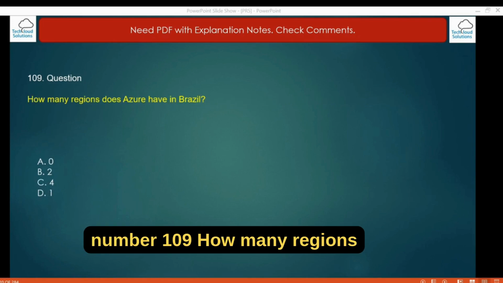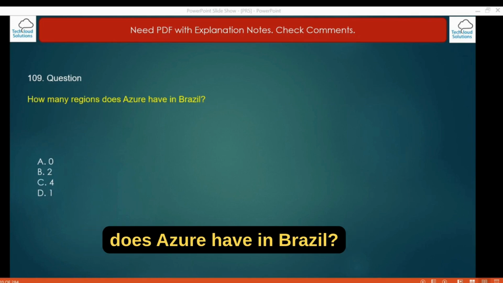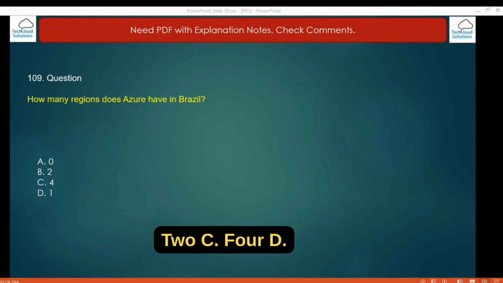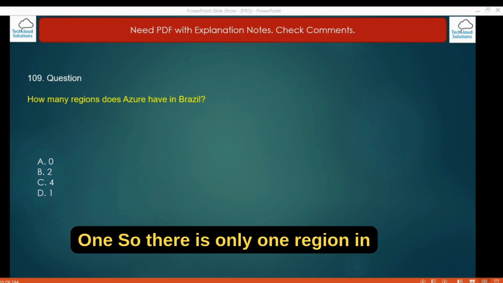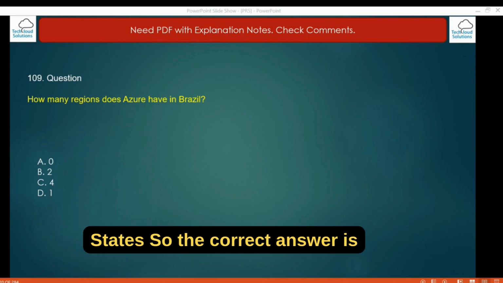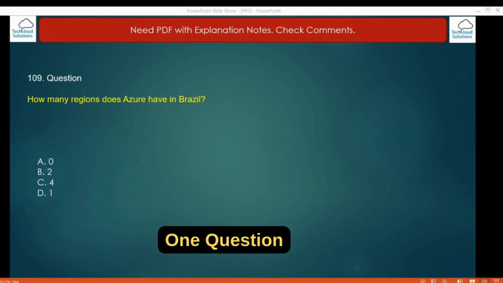Question number 109. How many regions does Azure have in Brazil? And the options are A. 0, B. 2, C. 4, and D. 1. So there is only one region in Brazil. It is paired with a region in the United States. So the correct answer is 1.